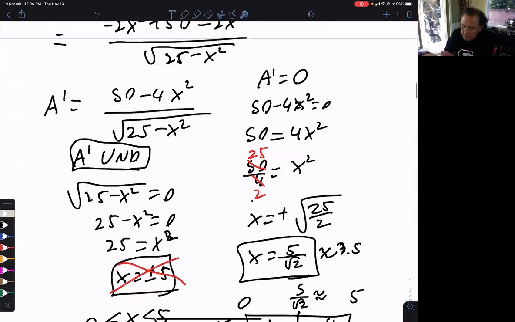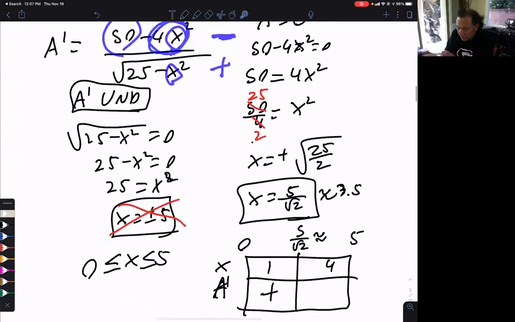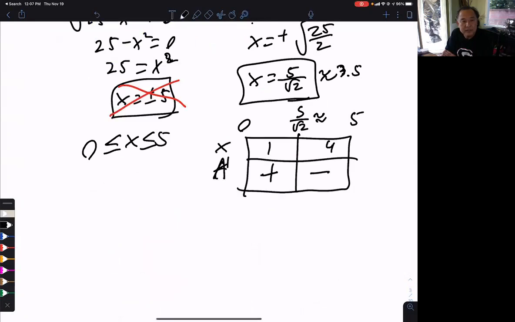Let's plug in 4. 4 times 4 is 16. 16 times 4 is 64. 50 minus 64 is negative. 25 minus 4 squared is positive. So we're going to get negative here. So here is the final which you have to write out. There is a relative maximum at 5 over radical 2 because the derivative changes from positive to negative at that point. And therefore, since there's only one relative extrema, it's also an absolute extrema. So that is the absolute maximum occurs at x equals 5 over radical 2.